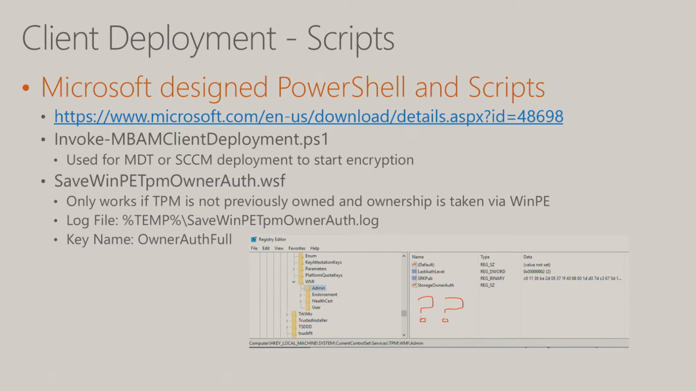It's hit or miss. If you were to run regedit on WinPE and actually look, there's a laser pointer, okay, I'm going to fail on the laser pointer. So you see right there where I have question marks? There should be something called OwnerAuthFull there. That is what that script looks for. And then what it does is it mounts the registry hive of the OS you're trying to deploy and puts it in there. That is all it does.